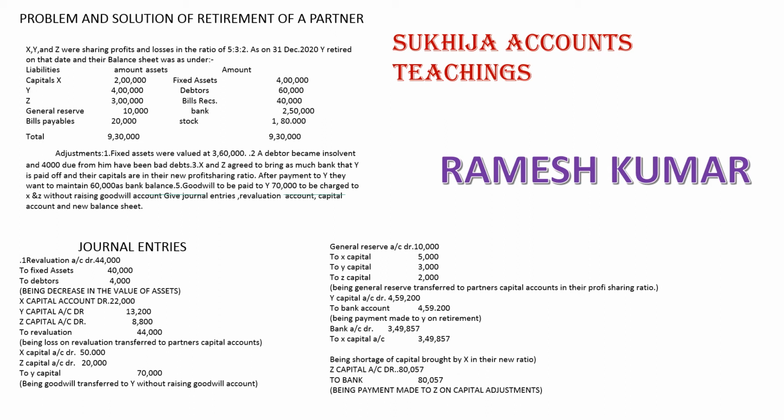And Z has a surplus of capital which we will pay back to him. Z capital account debit 80,057 to bank 80,057. Total amount payable to Y comes to 4,59,200. So Y's capital account debit to bank 4,59,200.